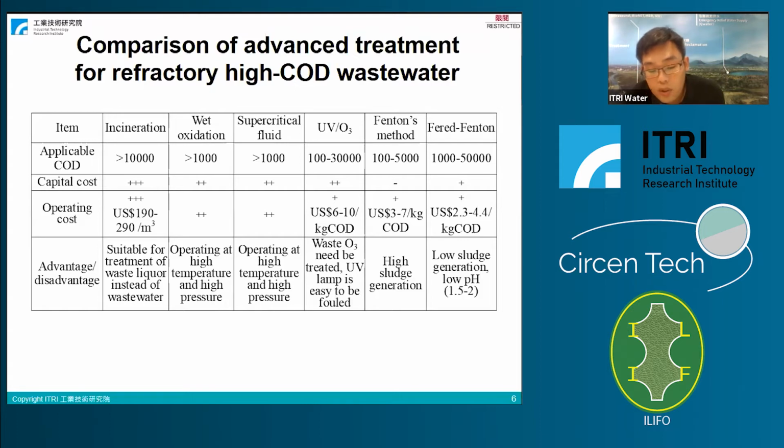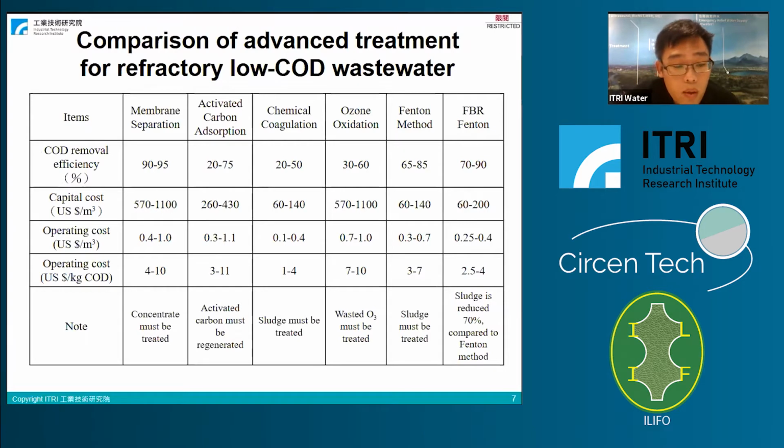The capital cost of the conventional Fenton method is the lowest, and incineration is the highest. But the operating cost of Fered-Fenton is the lowest, ranging between 2.3 and 4.4 US dollars per kilogram COD. Moreover, the advantage of Fered-Fenton is lower sludge generation.